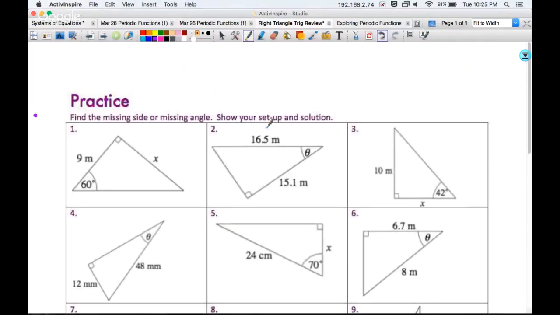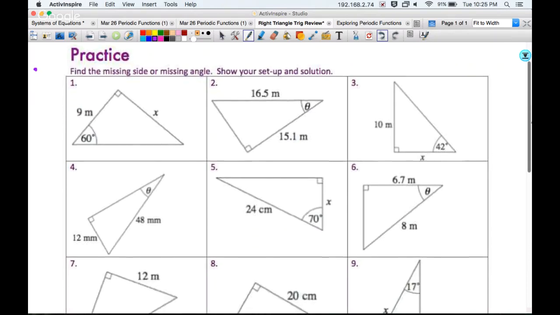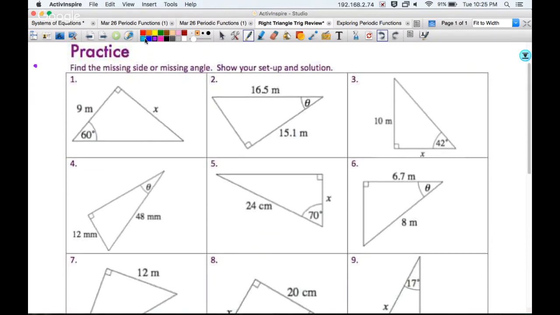Hello and welcome. This is going to be our homework help video for the homework titled Exploring Periodic Functions. I wanted to start with the right triangle trig review on the back. We'll just do a bunch of these until I feel like we've covered every topic possible. In each of these, we need to find the missing side or missing angle, show your setup and solution.